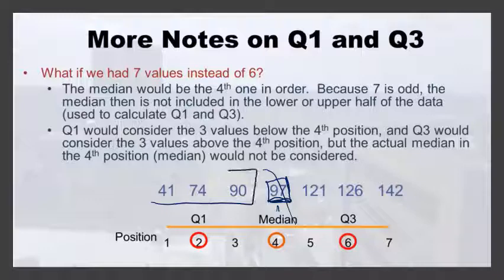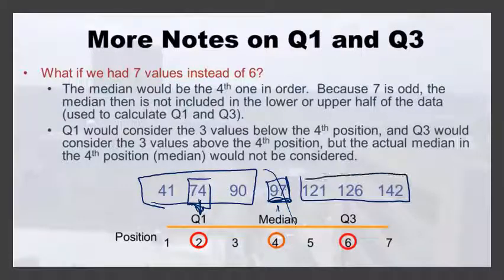Okay, for Q1, we're going to look at this half of the data. We're not reusing 97, so it's pretty easy. We just find the middle number, in this case 74. That is going to be our Q1. Now let's look for our Q3. We have this data set right here, and the middle number, our median, is 126, so that is going to be our Q3.